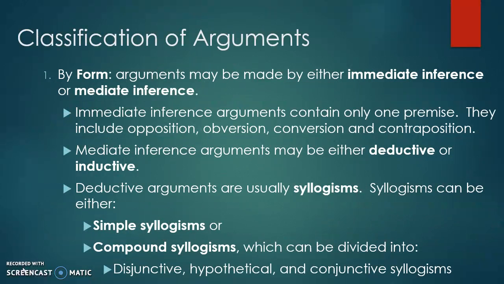Classification of arguments. We can classify arguments by form. Arguments may be made by either immediate inference or mediate inference. Immediate inference arguments contain only one premise. They include opposition, aversion, conversion, and contraposition, which we have looked at before. Immediate inference arguments may be either deductive or inductive.